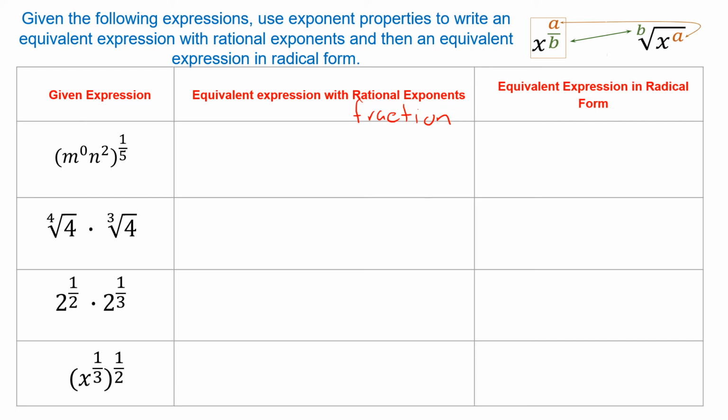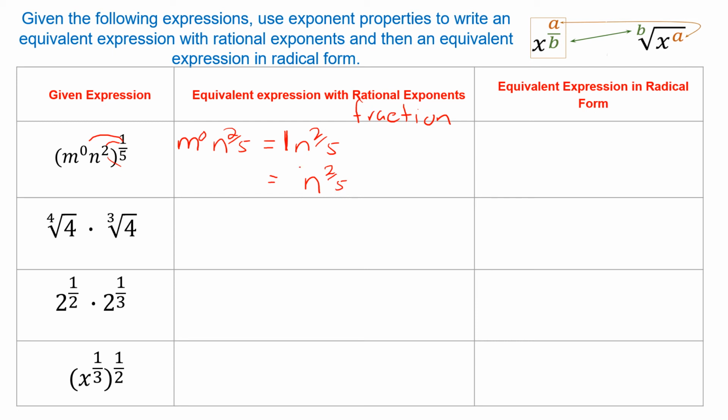So the first thing we need to do is remember the power of a power rule to distribute this 1/5 through. So we need to multiply our exponents. That would be m to the 0, because anything times 0 is just 0, right? And then 2 times 1/5 is 2/5. Now we have to use the 0 power rule. Anything to the 0 power is 1. So I'll put the 1. That'll be 1n to the 2/5 power. And then to simplify it even more, I'm going to get rid of that 1 because there is an understood 1 in front of the n if you don't see it. So the final rational expression is just n to the 2/5 power.